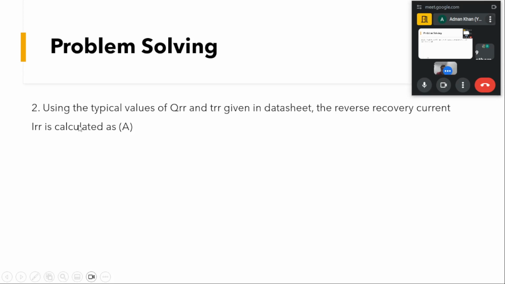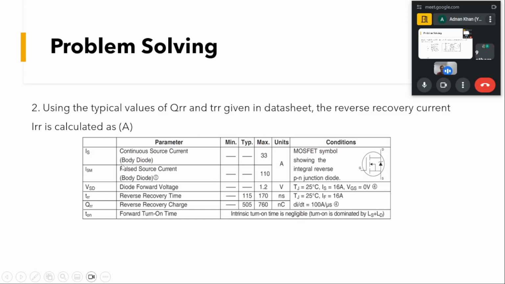Now coming to the second question: using the typical values of QRR and TRR given in the data sheet, the reverse recovery current is calculated as follows. If you go through the same data sheet, the continuous source current is given as 33 amps, and the pulsed current can go up to 110 amps. Why the pulsed current is high has been discussed during previous problem solving sessions.